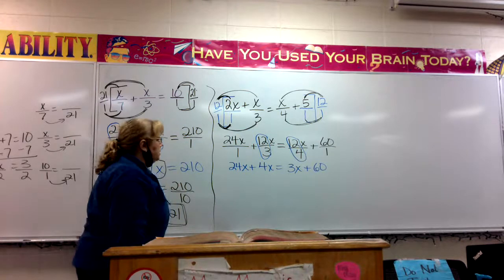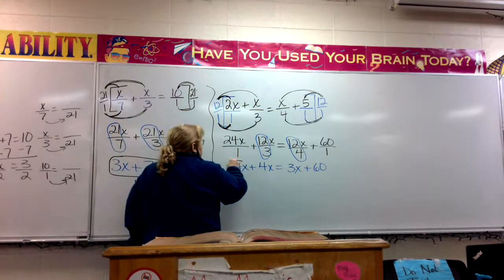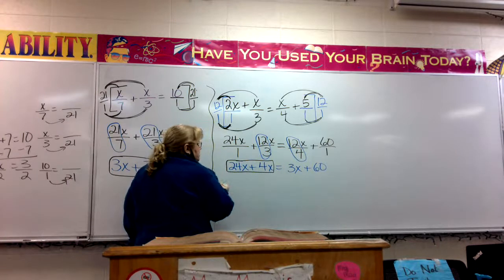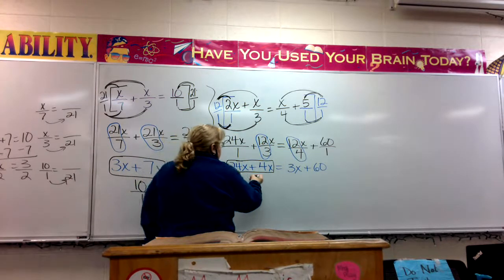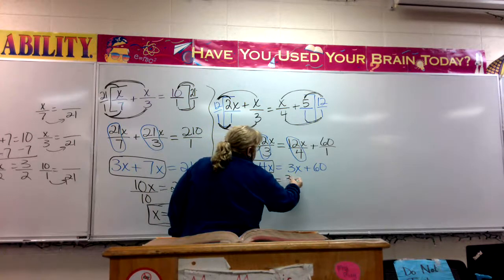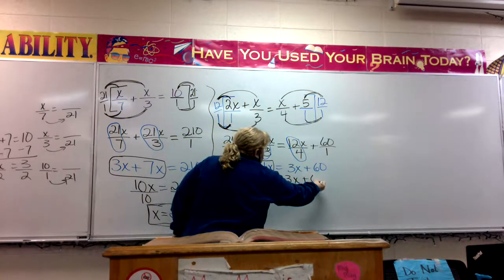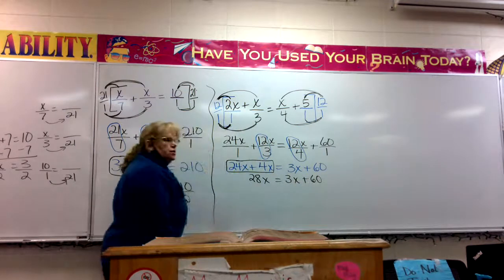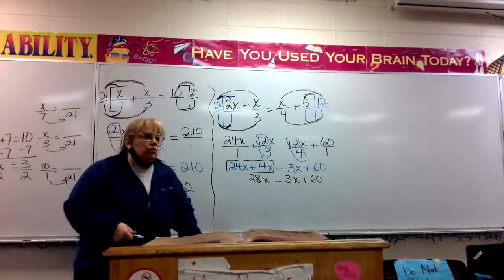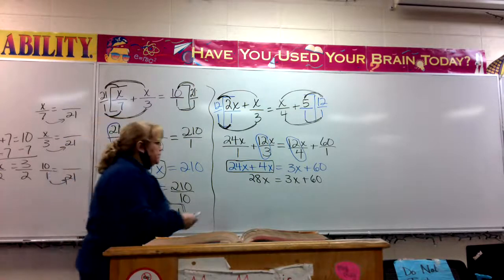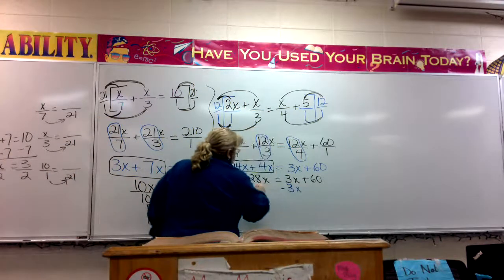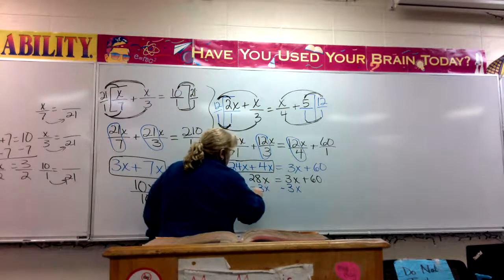Now what? Well, right here on this side I have some like terms. Can we put those together? I think that's 28x. Now what? Well, we have to get all the x's together, don't we? Here's what I would do. Minus 3x, so we can get all the x's together.